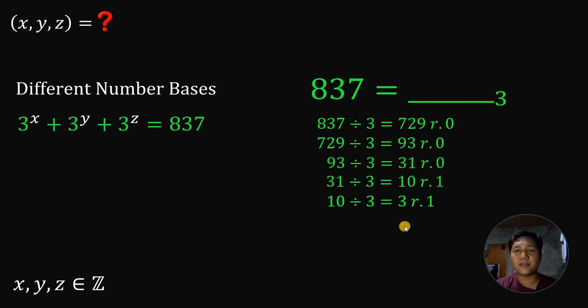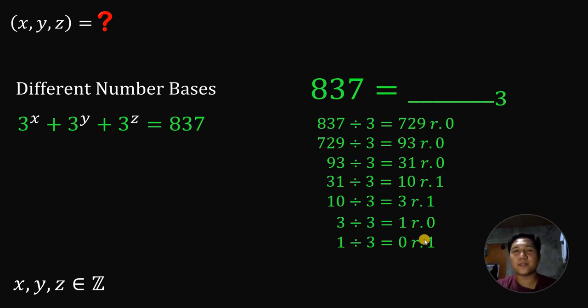Again, let's repeat. Get the quotient of 3. Divide this 3 by 3, then get the quotient and the remainder. 3 divided by 3 gives us 1, remainder 0. One last time. Take this 1, the quotient, and divide it by 3. This gives us a quotient of 0 and a remainder of 1. Now we will stop at this point because the quotient is equal to 0. Take note, we stop when we get a quotient equal to 0.